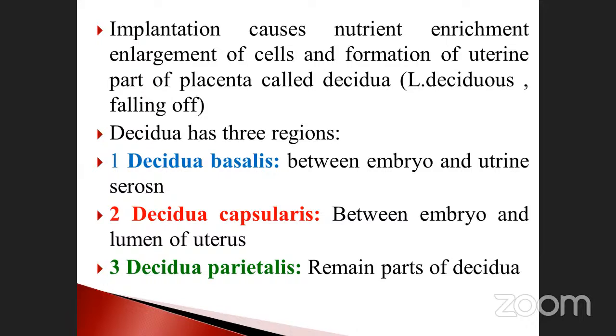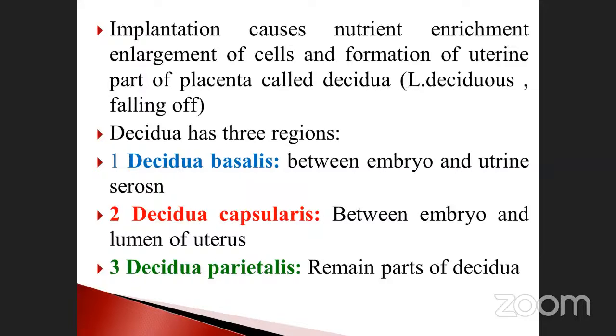Implantation causes nutrient enrichment, enlargement of the cell, and formation of the uterine part of the placenta, which is called decidua. This is from the Latin deciduous, falling off. Decidua has three regions: decidua basalis, decidua capsularis, and decidua parietalis. The decidua basalis is between the embryo and the uterine serosa, and the decidua capsularis is between the embryo and the lumen of the uterus.